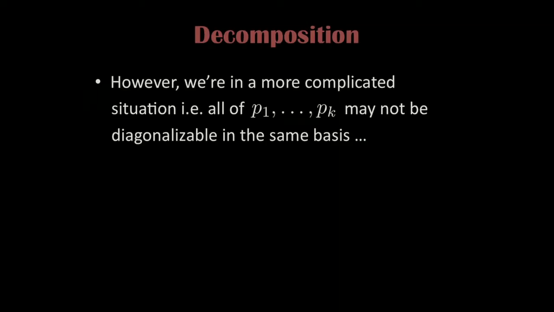What happens if all of them are not diagonalizable in the same basis? So then you can't do this orthogonal transformation in the very beginning, because there is no basis in which all of them look diagonal, all the polynomials look diagonal. But you can try to do it one by one.